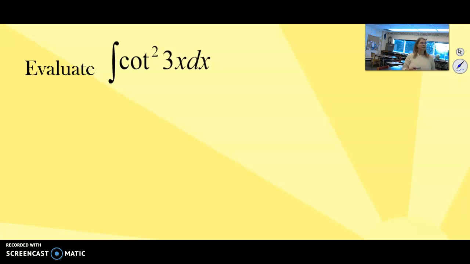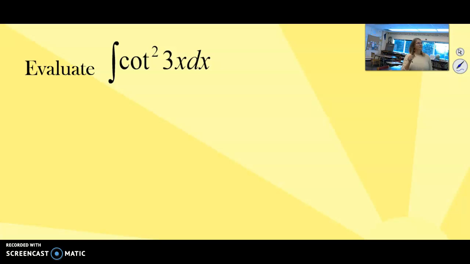Cotangent squared of 3x. Now, there's a couple different methods that you could try here. Go ahead and pause the video and try it if you want to, and then come back and I'll show you a method. There's a couple different things you could use here.